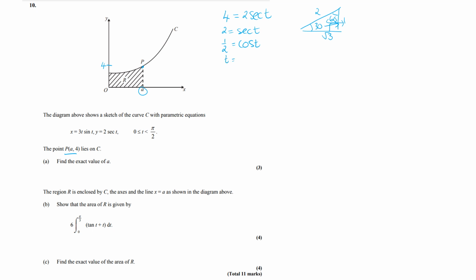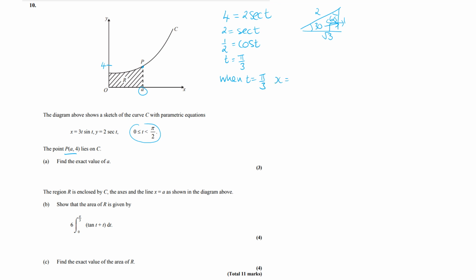So inverse cos a half, t is going to be 60, which in terms of radians is going to be pi by 3. Now we don't need to find any other solutions because t is in the range 0 to pi by 2. So we've found our t. So now all we need to do is say what is x when t is pi by 3.